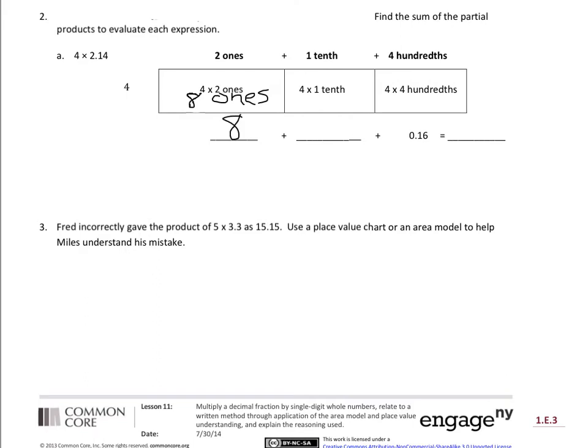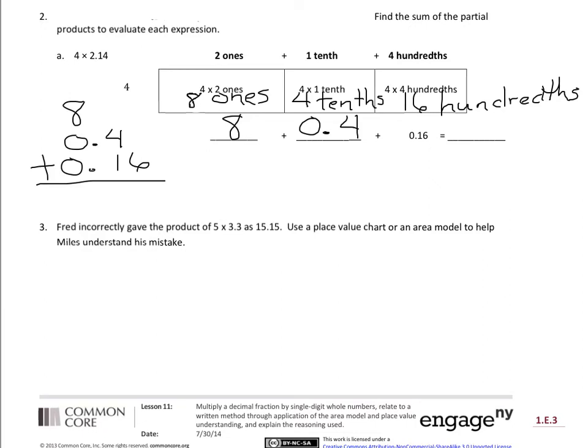The next box says 4 times 1/10. 4 times 1 is 4, and the unit is the tenths place, so I'll write 4/10. 4/10 as a decimal would be 0.4. That leaves us with 4 times 4 hundredths. 4 times 4 is 16, so I will now write 16 hundredths. This has already been written as a decimal below for us. Now we need to line up our decimals and add those three numbers on the lines.